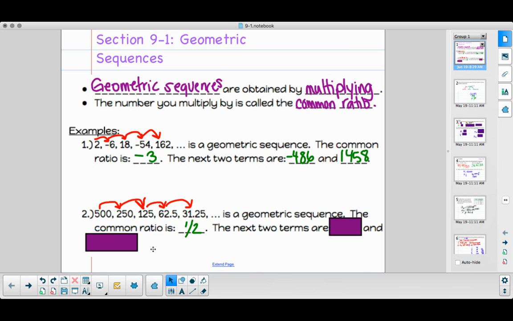Your instincts might be to say that you're dividing by 2 each time, but just like with arithmetic sequences, we never said subtracting by 4 each time. We just said adding -4, the additive inverse. Here you're going to refer to the multiplicative inverse. So instead of saying divide by 2, you're multiplying by 1/2. If we continue the pattern, 31.25 times 1/2 is 15.625, and 15.625 times 1/2 is 7.8125.